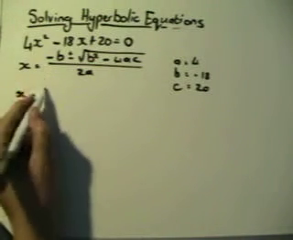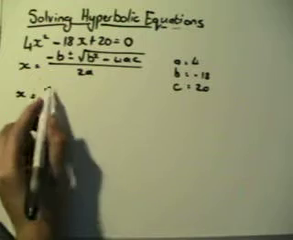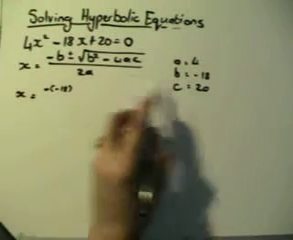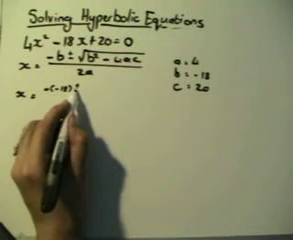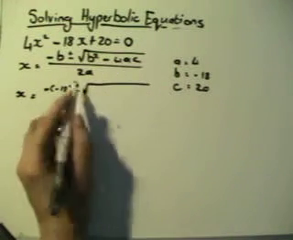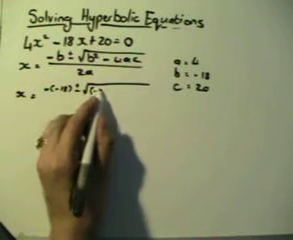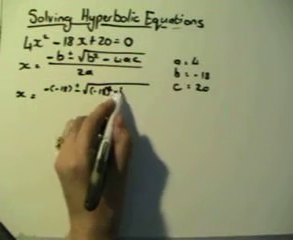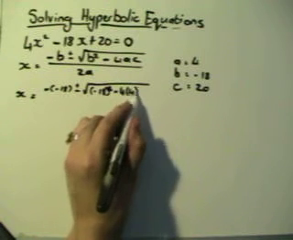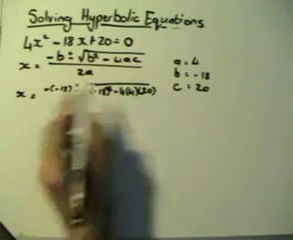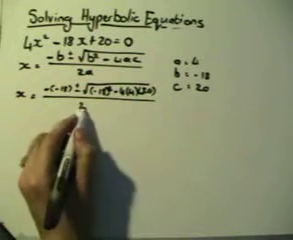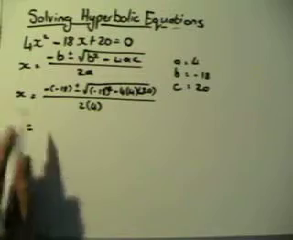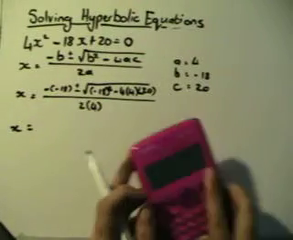So then I have minus b is minus 18, and write both minuses, the minus from the equation and the minus from b, plus or minus the root of b squared, which is minus 18 squared, minus 4 times a, which is 4, and c is 20, over 2a, and 2a is 4. And now I'm just going to literally feed this into my calculator.